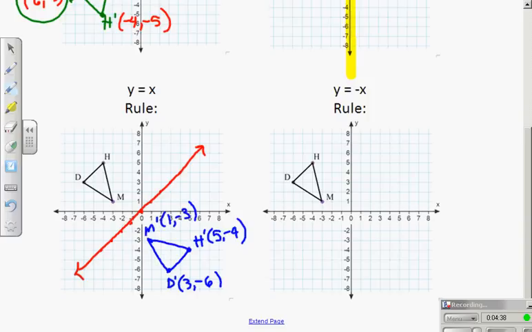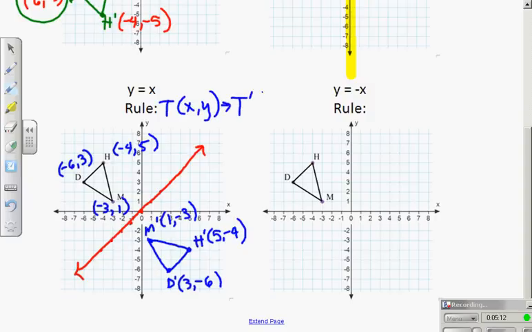And you can see we have the exact same figure, but compared to our original D of -6, 3, H of -4, 5, and M at -3, 1, what happens to my coordinates? Well, -3, 1 becomes 1, -3. It looks like they just flip spots. The y becomes the x and the x becomes the y. Negative 4, 5 becomes 5, negative 4. So that is my rule. You take your original and you just flip-flop your x and your y.